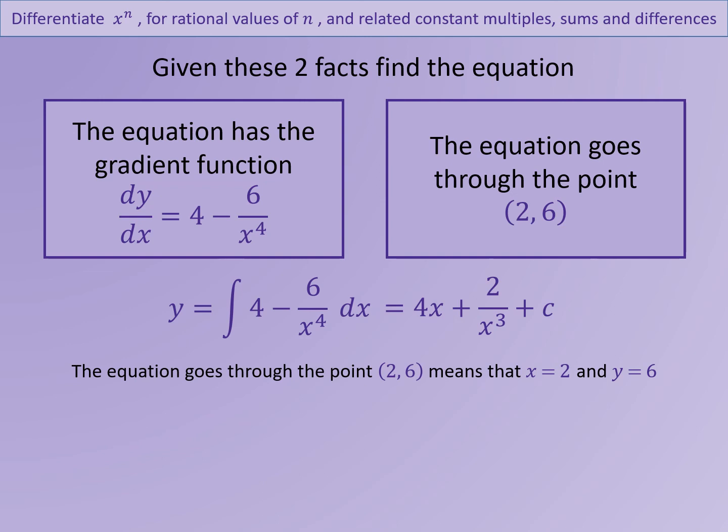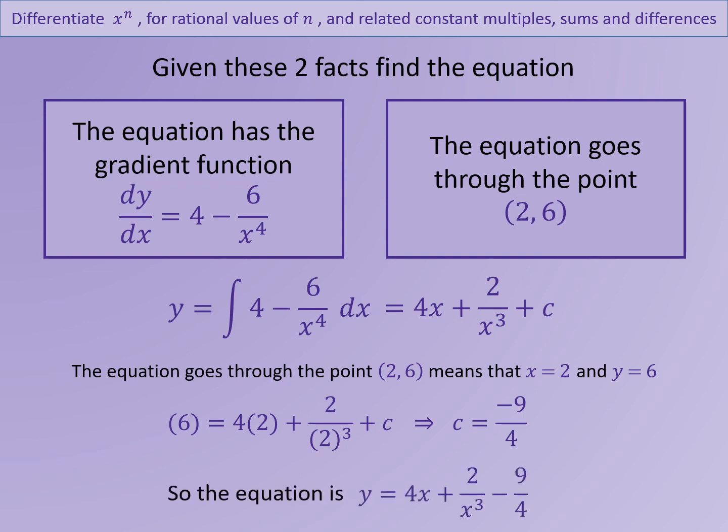So this is a classic exam question because it forces you into having to state the plus c and then find it. So here is my equation that I have so far. Here is me replacing those values of y and x, and if I use my calculator I will find that c is minus 9/4, and so my final answer is y equals 4x plus 2/x cubed minus 9/4.